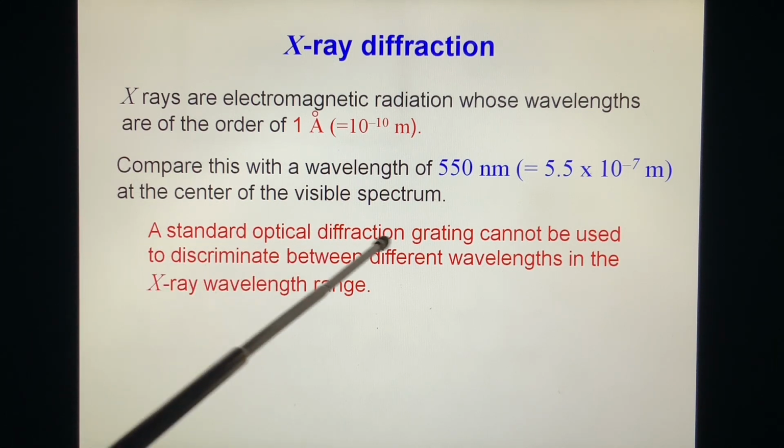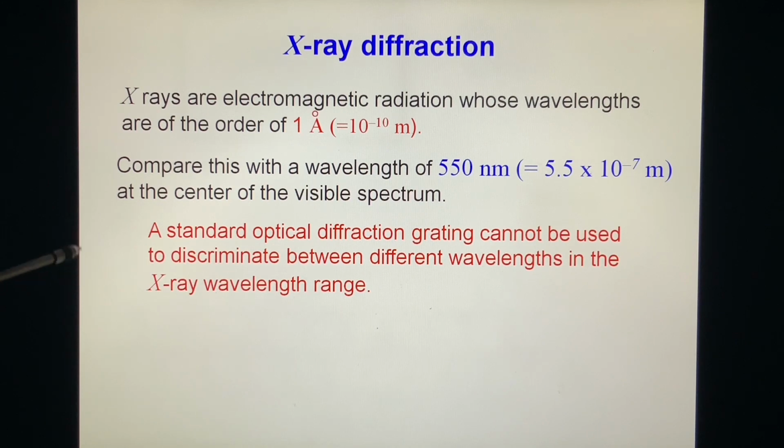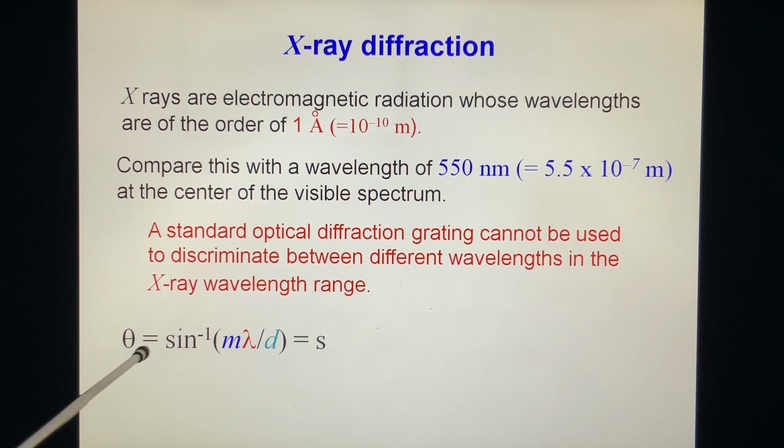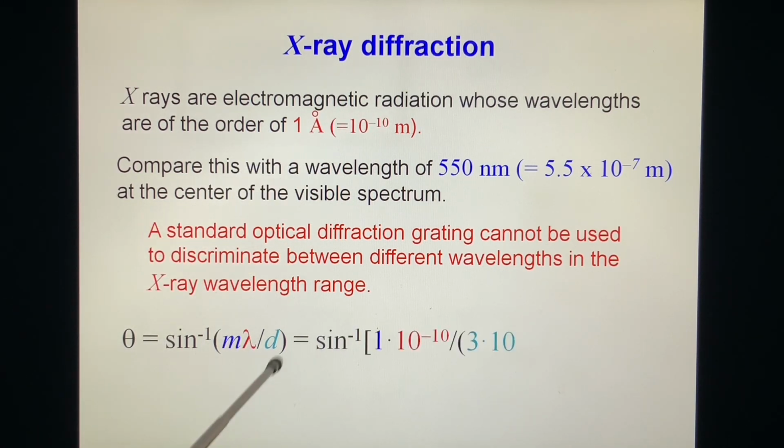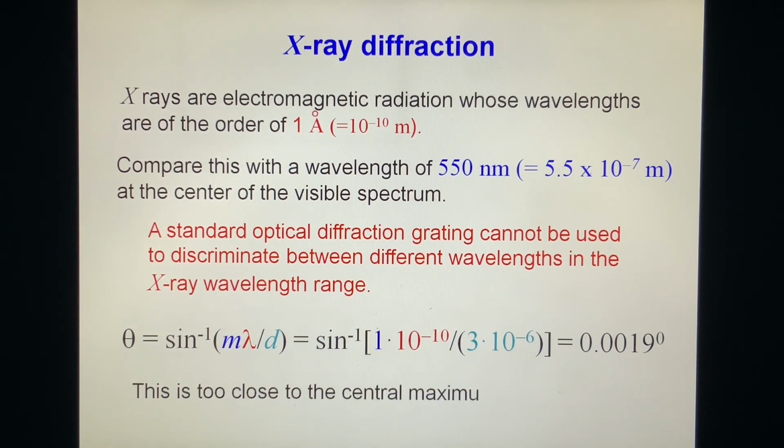The standard optical diffraction grating cannot be used to distinguish between the different wavelengths in the X-ray wavelength range. Why? Now check this angle, the first order for the X-ray. This is X-ray, 10 to the minus 10. This d is around 10 to the minus 6 order, as usual. We put this in, we find this theta is so small, you cannot tell it. So what we do, we need to find some grating with d approximately equal to the wavelengths.